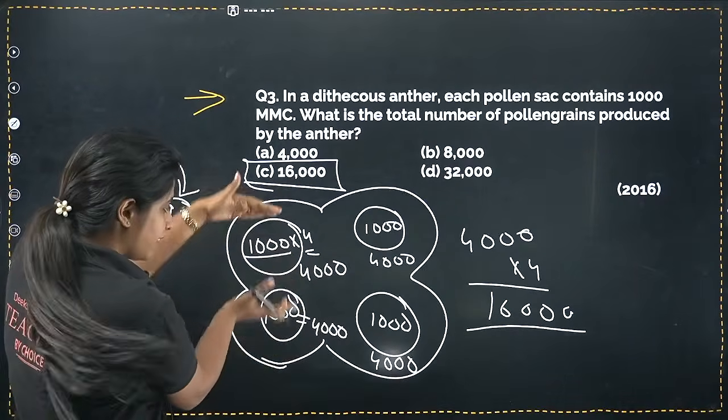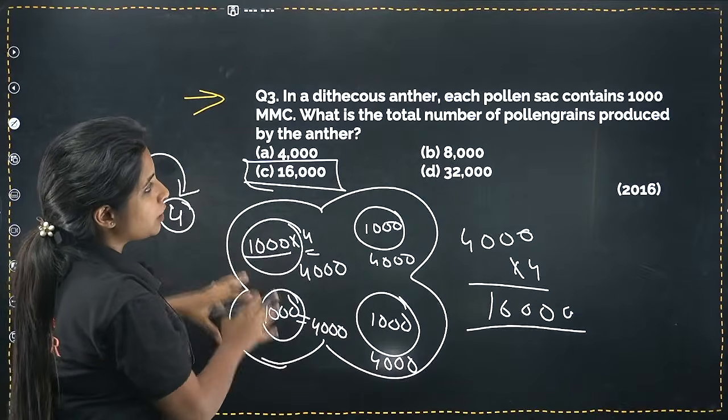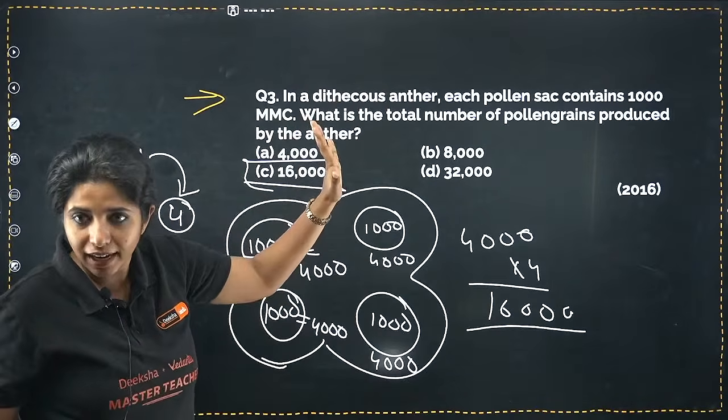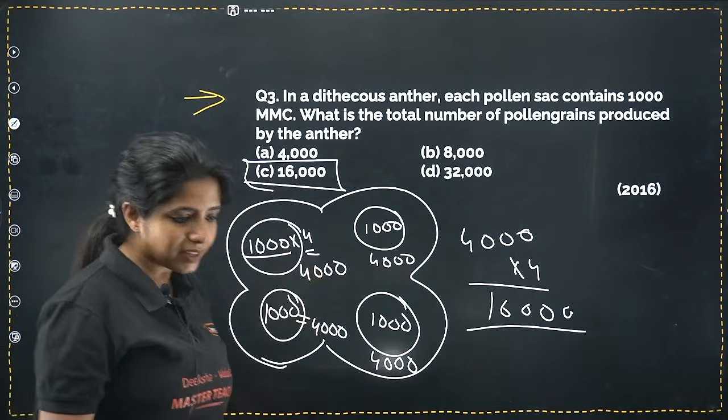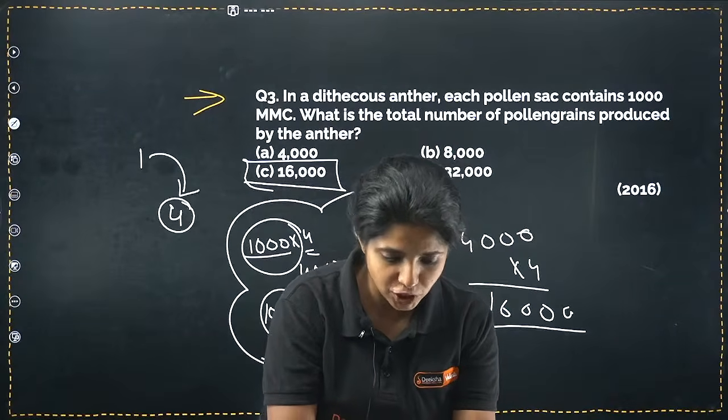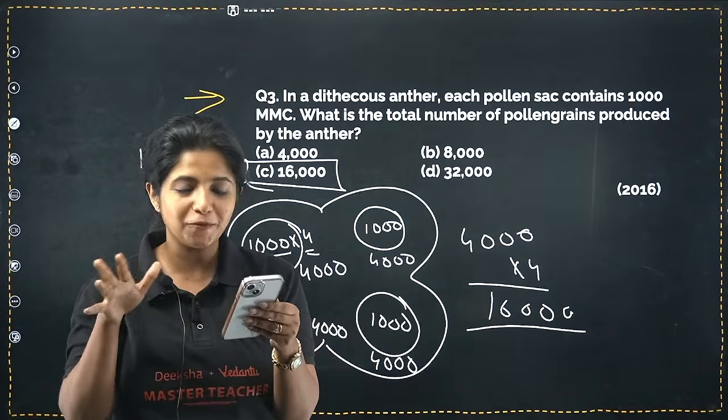2 theca is there in the diathecous anther. Each pollen sac, that's a normal anther, right? And you're saying each pollen sac has 1000. You have to consider all of them. Got it? So C is the answer for this particular question. Now I see votes going up for C also.